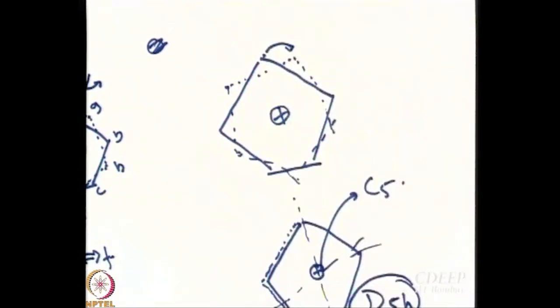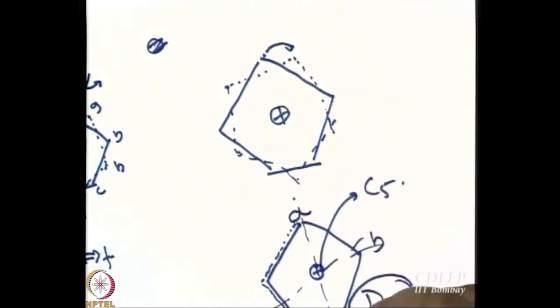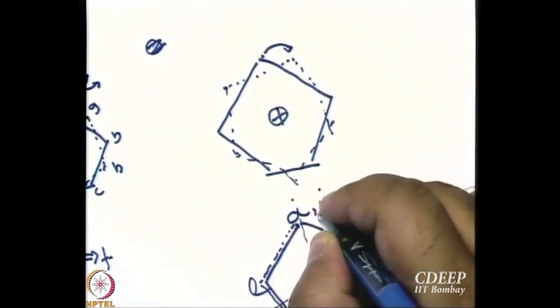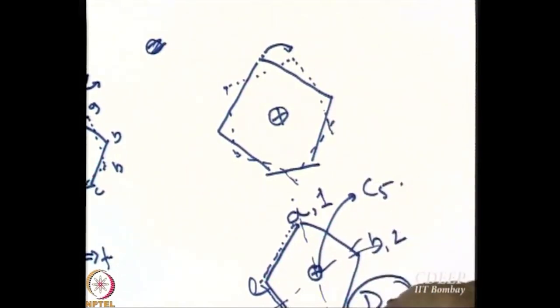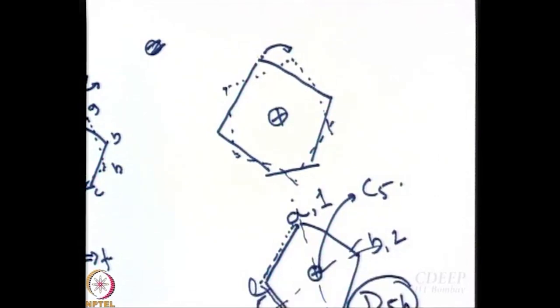What about C2? Now let us ask the question. Is C2 there or is C2 not there? Now, let us think like this. Earlier, in ruthenocene, the top carbons A, B, C, D, E, and the bottom ones I will call 1, 2, 3, 4, 5. The top 5 are A to E, the bottom 5 are 1 to 5. When you apply C2, what happens? Where does A go?